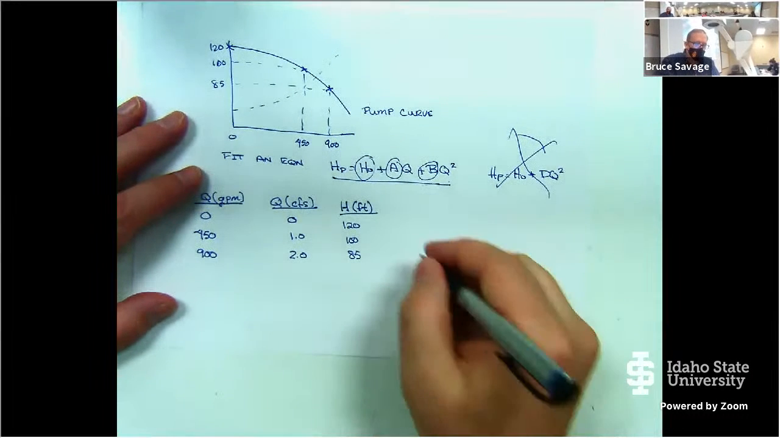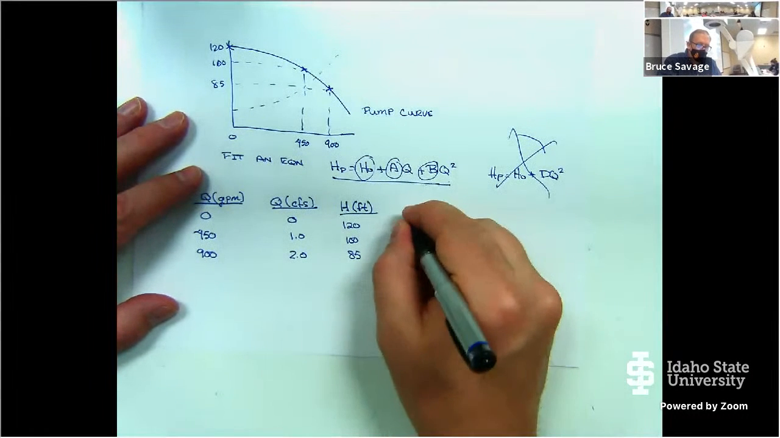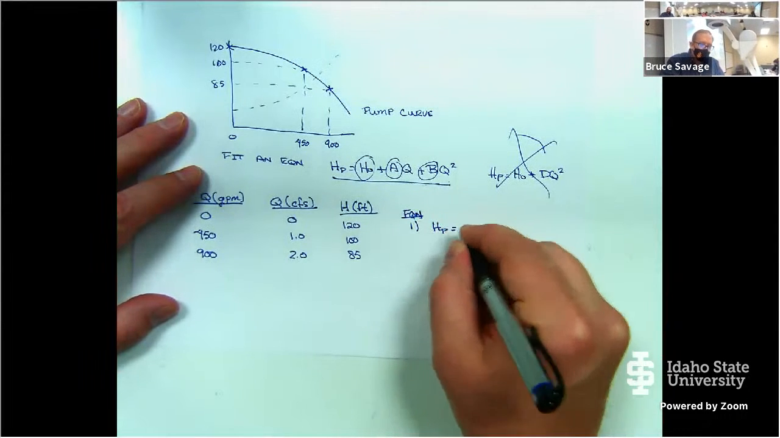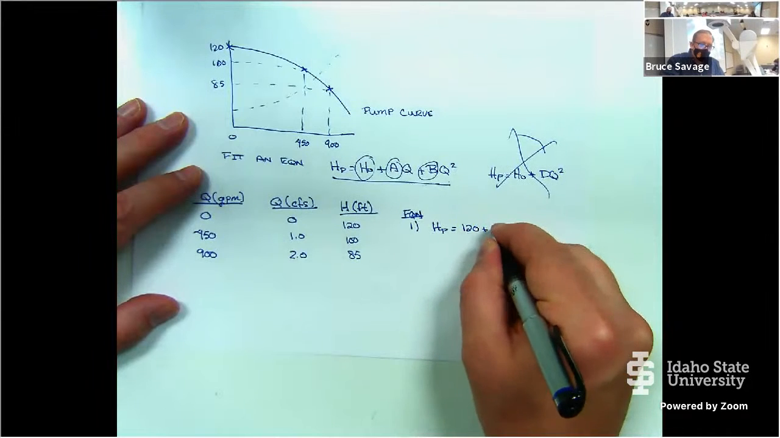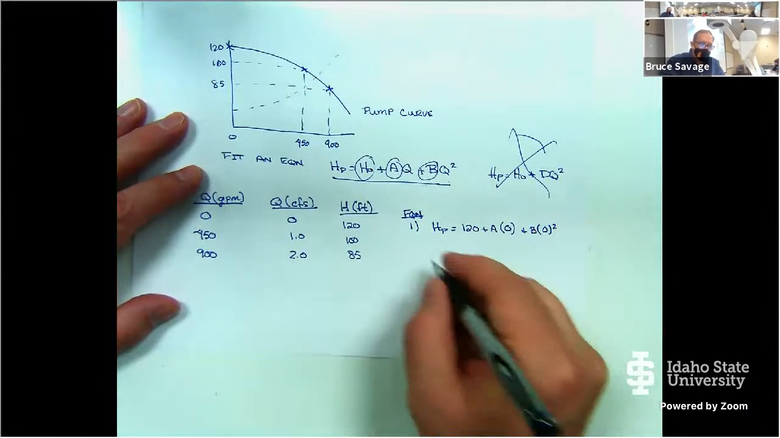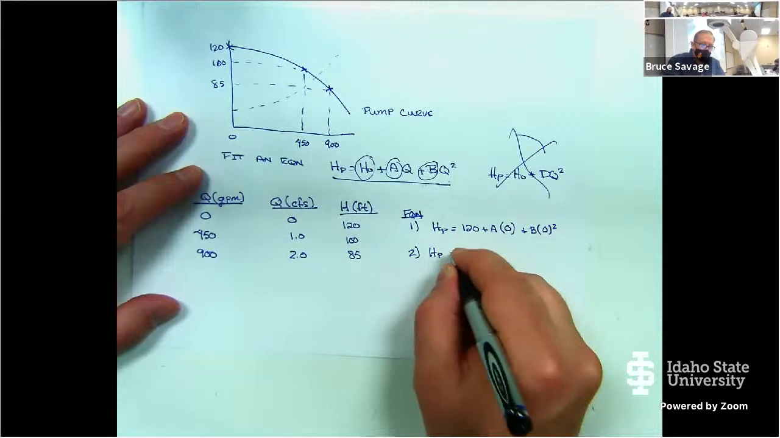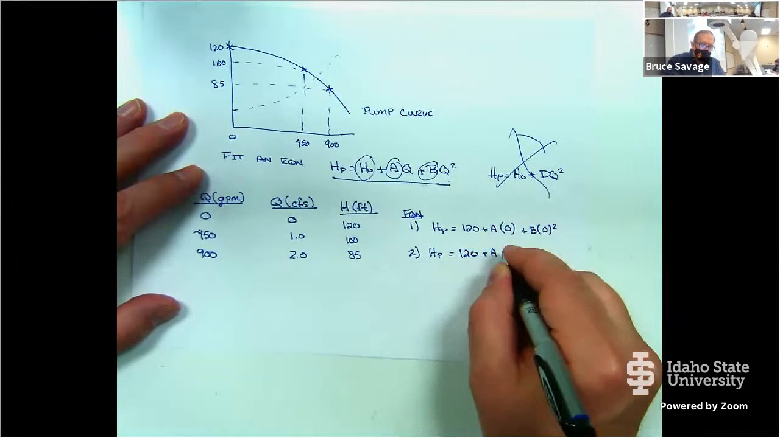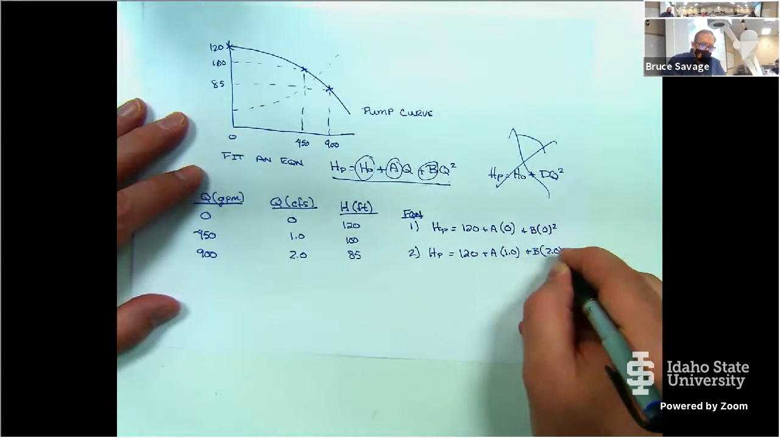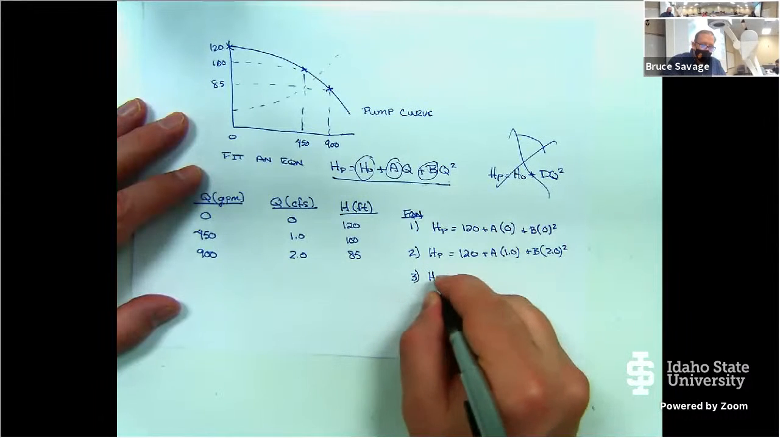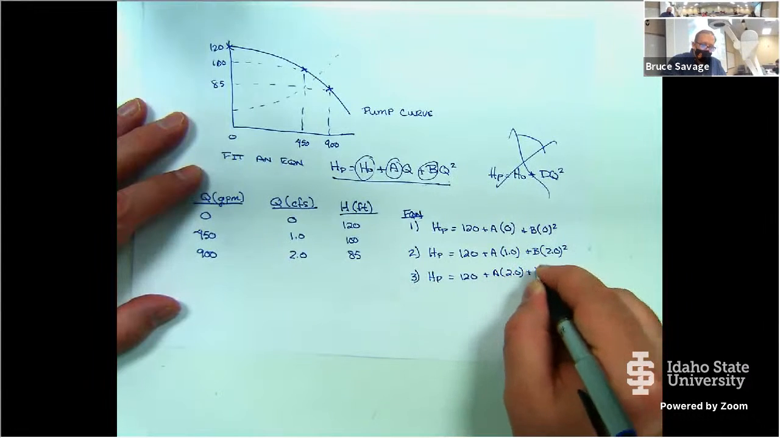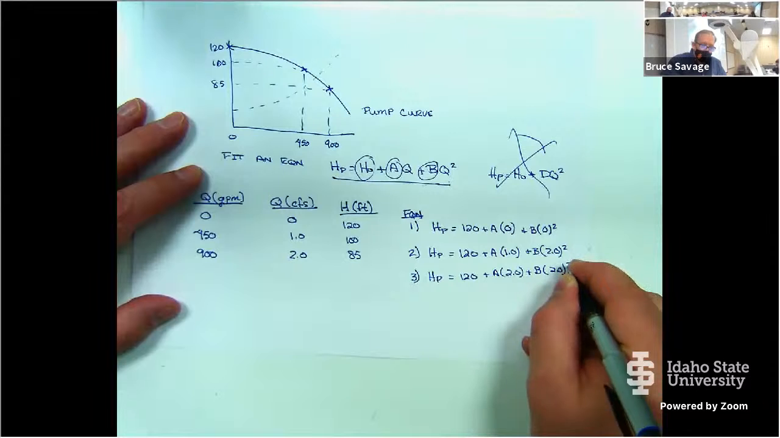So my equations then: equation 1 is going to be the head of the pump is equal to 120 plus A times 0 plus B times 0 squared. My second equation, the head of the pump, is going to equal 120 plus A times 1 plus B times 2 squared. And my third equation, the head of the pump, is going to be equal to 120 plus A times 2 plus B times 2 squared.